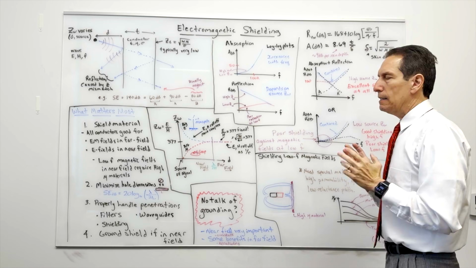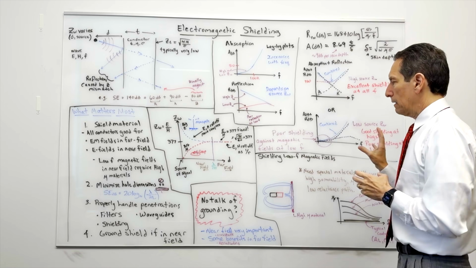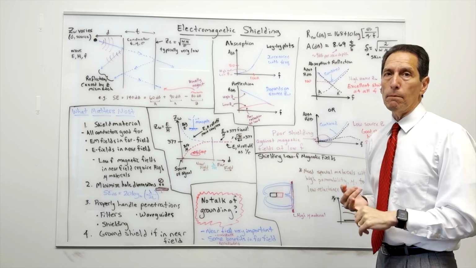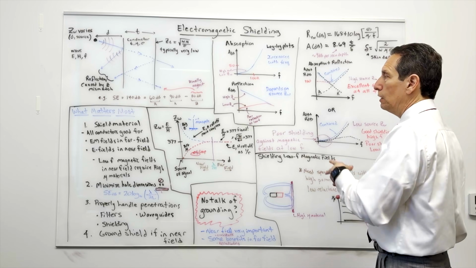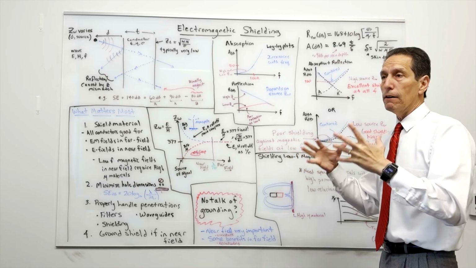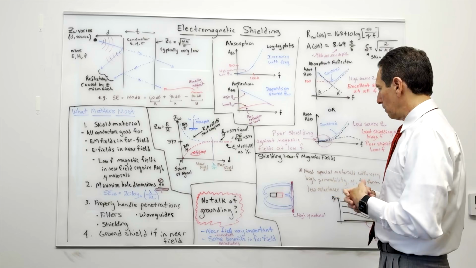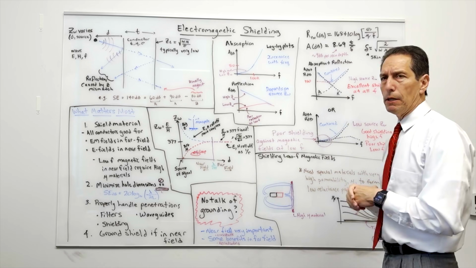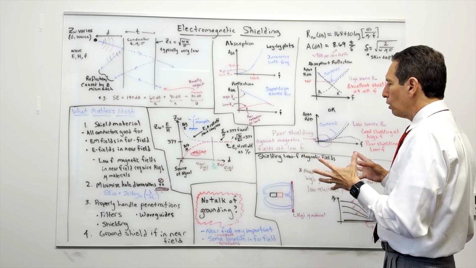Well, not exactly. To shield against low frequency magnetic fields, you have to use special materials. You can't just use copper or aluminum or any of those metals that you normally use to shield, when you think I'm going to shield against Wi-Fi or something like that. To shield against very low frequency magnetic fields, you need special materials. And those special materials have very high permeability, all right, very high permeability. And they form what's called a low reluctance path.